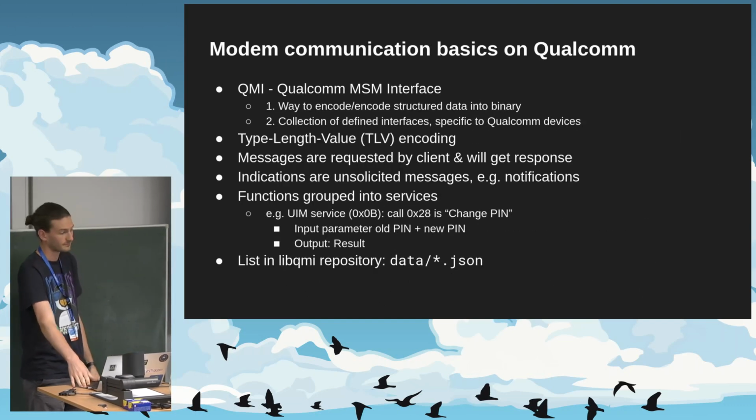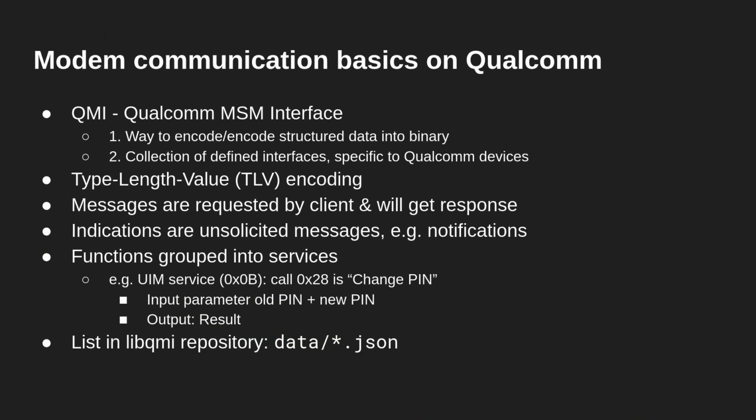But in the last, I think, 8 years or so, Qualcomm started using mostly QRTR for their services. Okay, QMI. This is also like QRTR: it's both a sort of network protocol, and then you have a name server behind it. QMI is basically a way to encode binary structured data into a binary stream, but it is also the collection of interfaces which are specific to Qualcomm devices, or Qualcomm-made devices, which also includes brands like Quectel and Fibocom modems and whatever, which all use Qualcomm in the back.